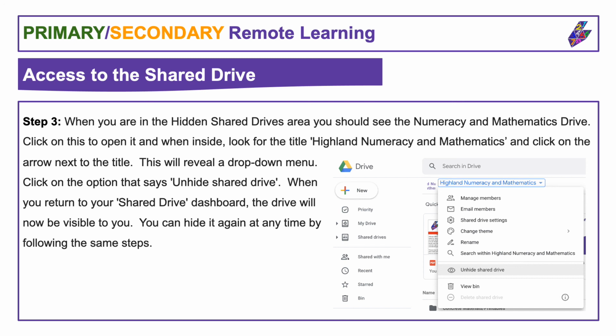And when you're inside, look for the title Highland Numeracy and Mathematics and click on the arrow next to the title. I've just put a screenshot of that in the corner there so you've got a rough idea of what it should look like. And this will reveal a drop-down menu. Click on the option that says Unhide Shared Drive, and when you return to your shared drive dashboard, the drive should now be visible to you. You can unhide it again at any time by following the same steps.